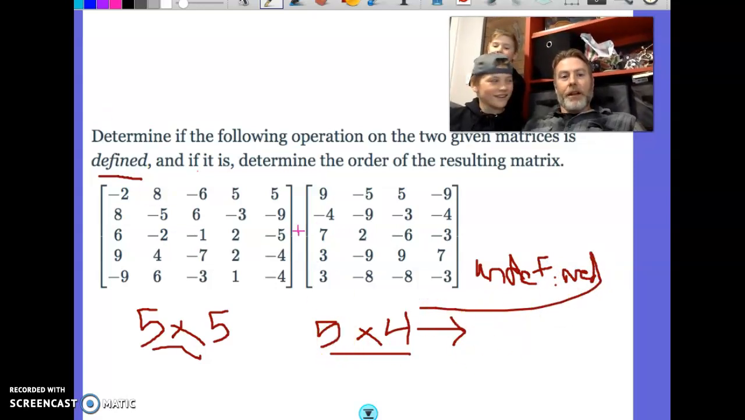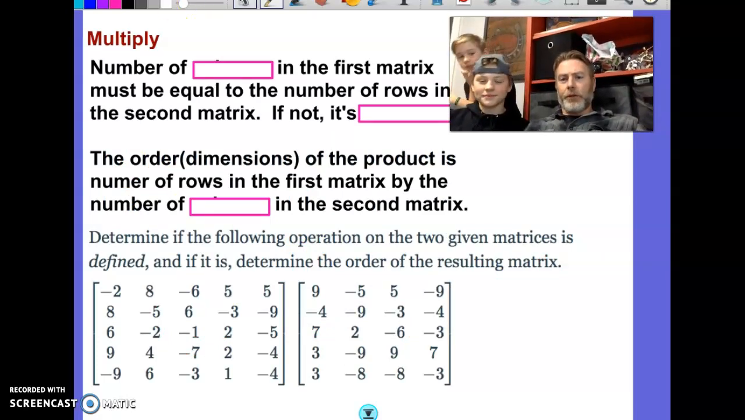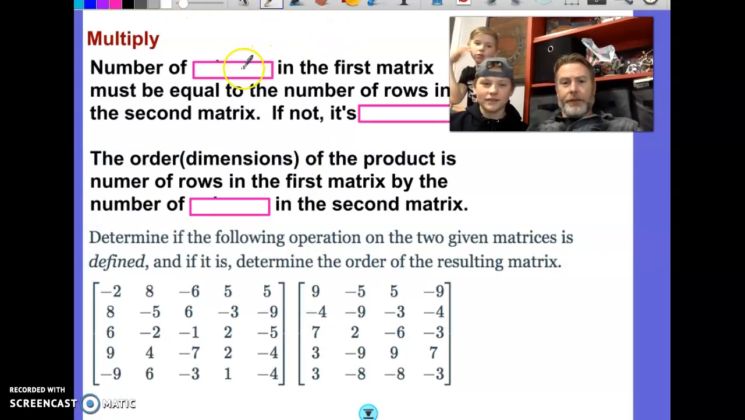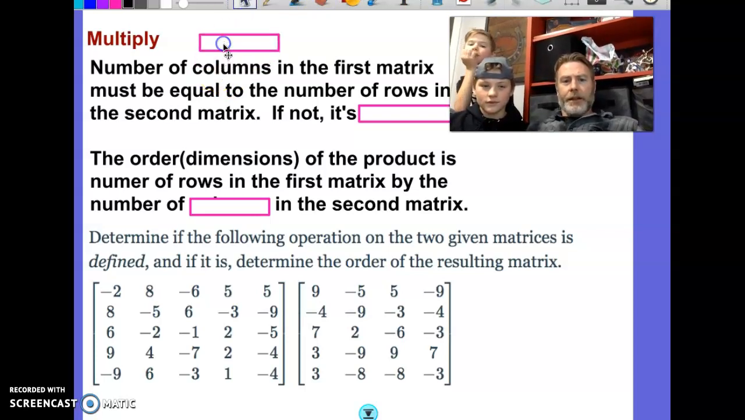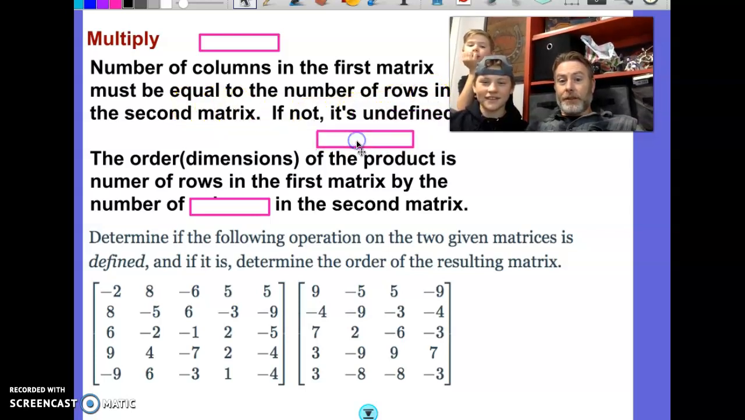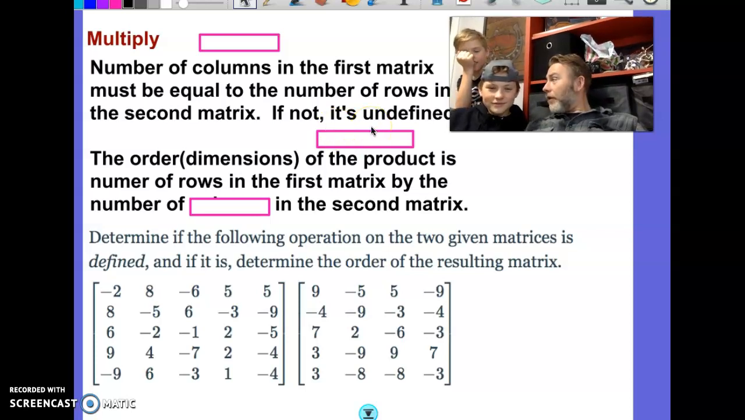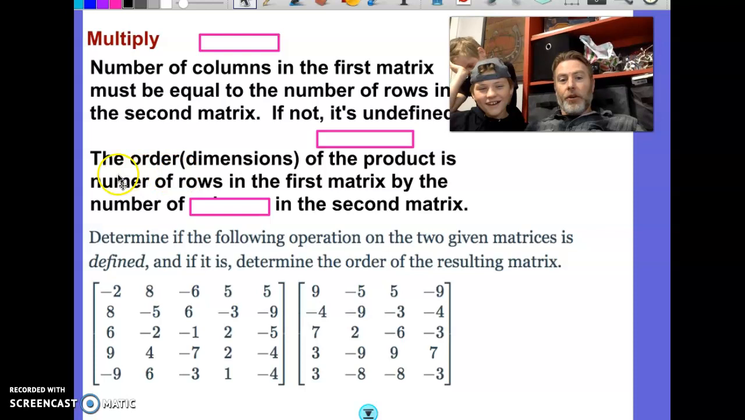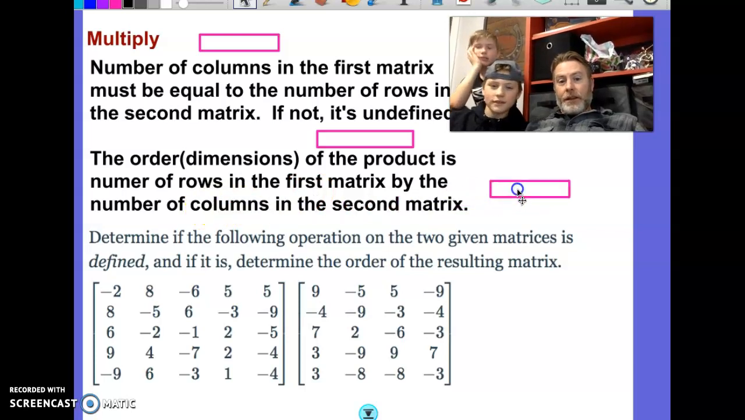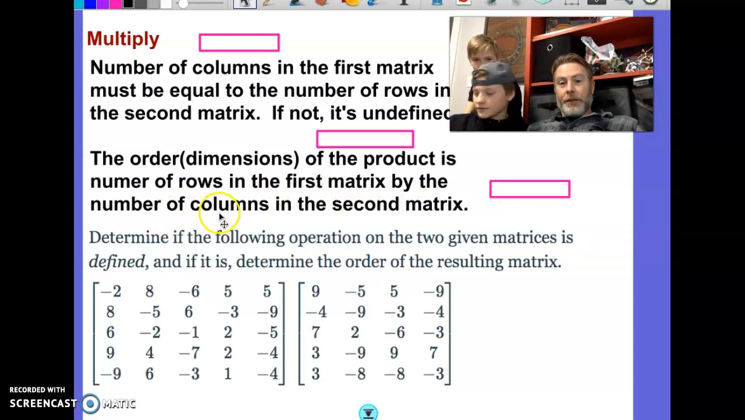All right? So now, let's switch gears. Let's talk about multiplication. Here is the rule for multiplication. You ready to listen very carefully? First rule is this. You can multiply as long as the number of columns in the first matrix is equal to the number of rows in the second matrix. If it's not, it's undefined. So the other thing is, if it is defined, if the number of columns in the first equals the number of rows in the second, then the order of the product is the number of rows in the first matrix by the number of columns in the second matrix.